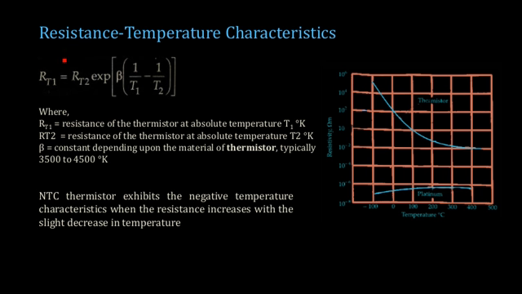Now first we will take up the resistance temperature characteristics. This is the general relationship for the resistance of a thermistor. RT1 is equal to RT2 e raised to beta into 1 by T1 minus 1 by T2, where T1 is a temperature at which the resistance is measured. Beta depends on the material of the thermistor, and typically beta varies from 3500 to 4500 degrees Kelvin.